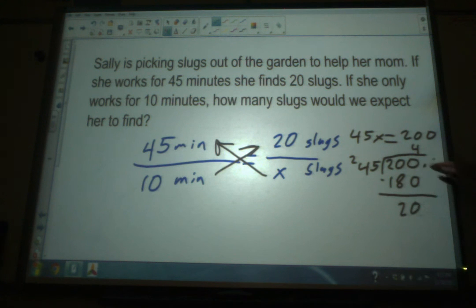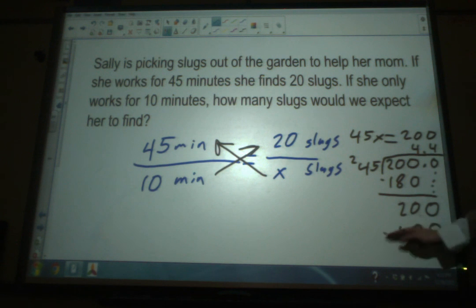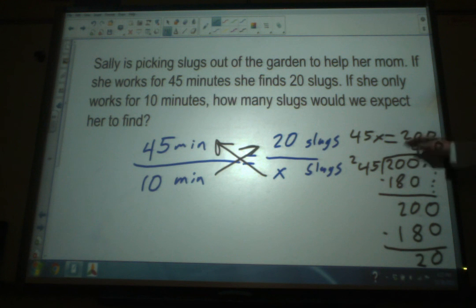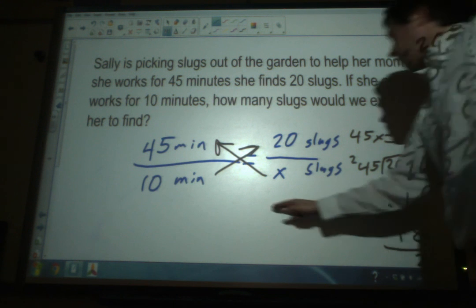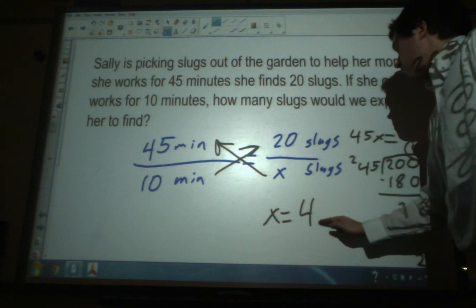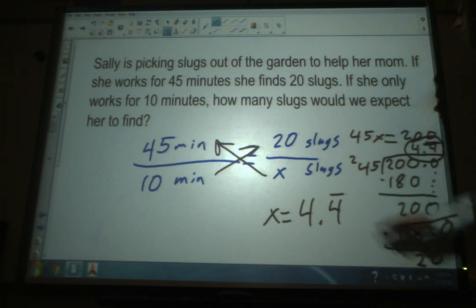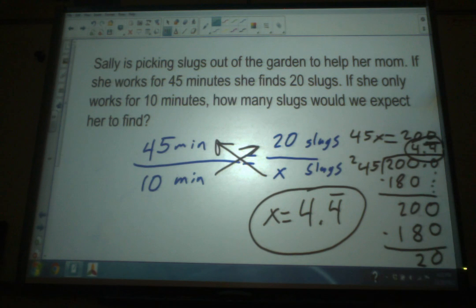We're going to have to put in a decimal and a 0. Decimal, drop down that 0. 200 again. 45 goes into 200. We already decided 4 times. That's going to give us 180 again. And it's going to repeat forever and ever and ever. So our answer is, we're going to put a little repeating bar on there. We expect her to get 4.4 repeating slugs. Obviously, you can't have 0.4 repeating of a slug, but that's just what we would expect. Okay, that's how we would solve the equation.